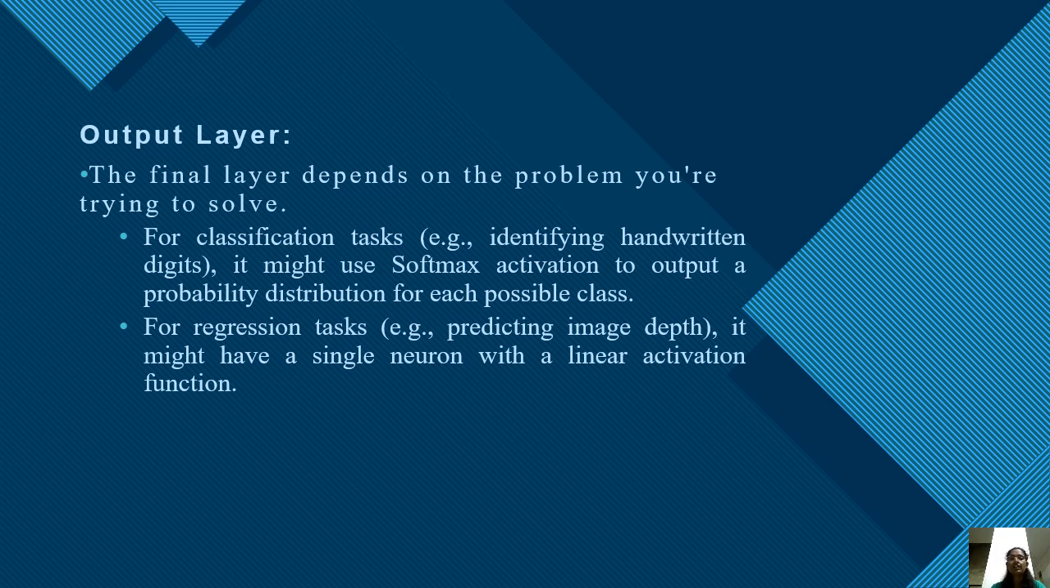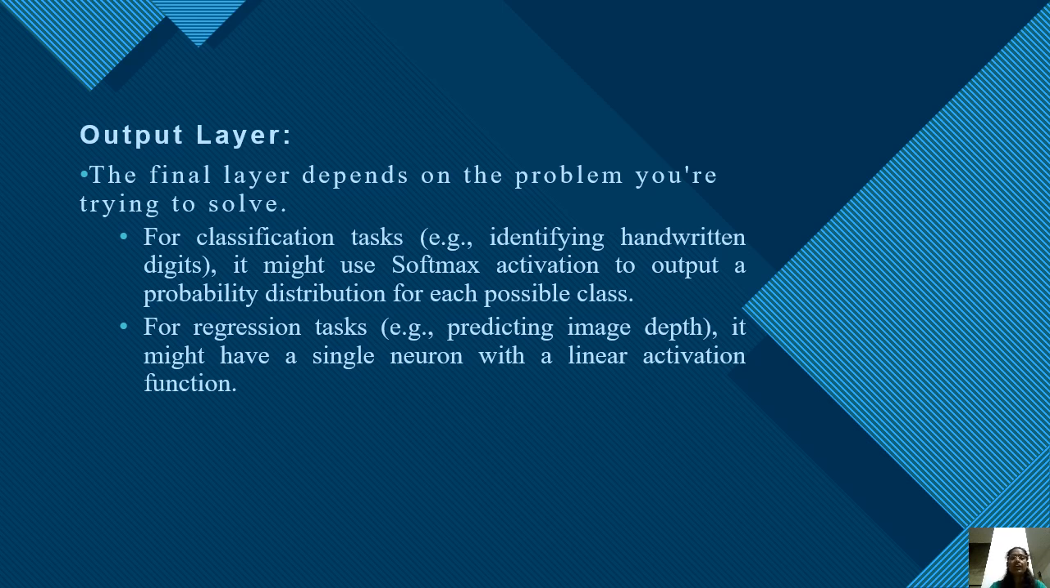The final layer depends on the problem you are trying to solve. In the output layer, we are going to solve the main problem. For classification tasks, for example, identifying handwritten digits, it might use softmax activation to output a probability distribution for each possible class.